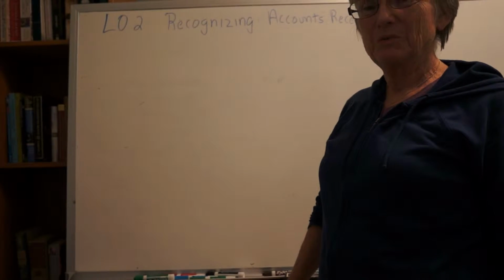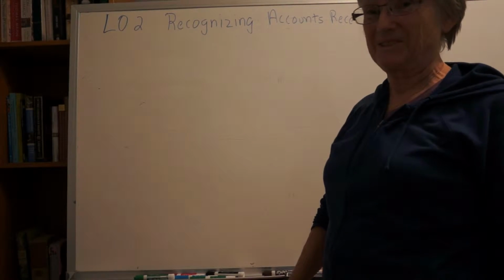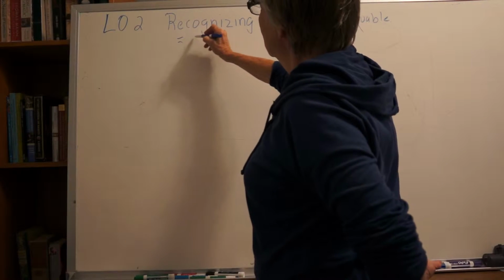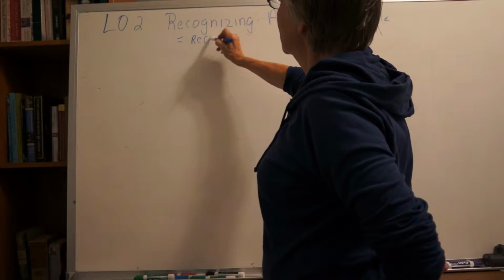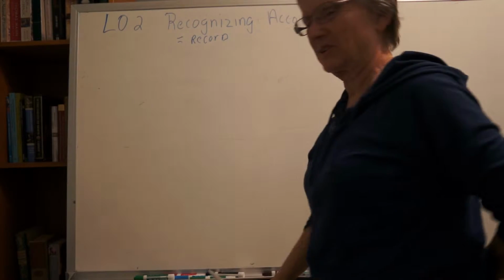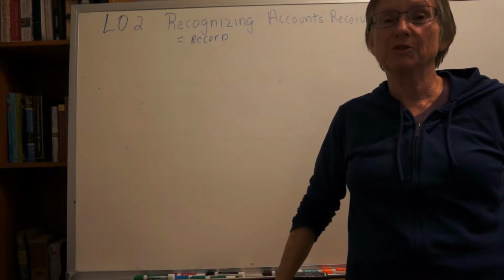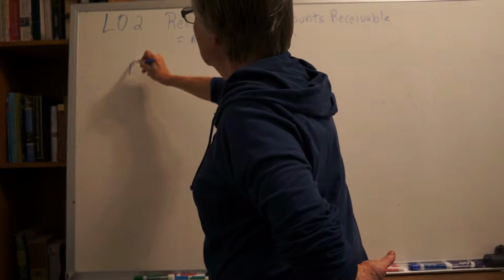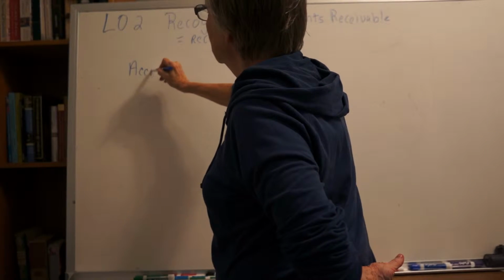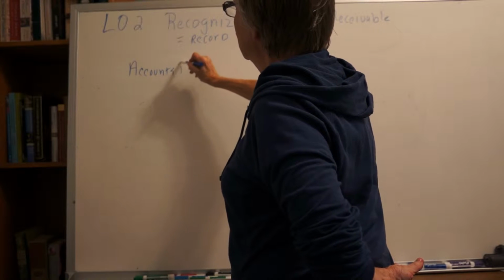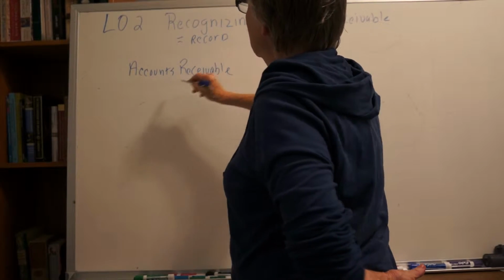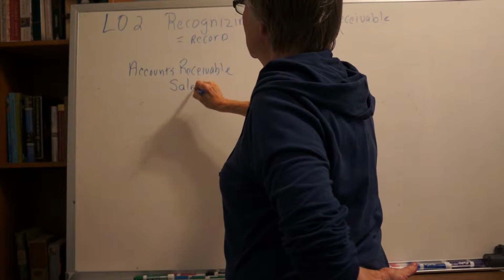So this is learning objective 2, recognizing accounts receivable. Recognize equals record on the company books. So recognize equals record. When do we put a receivable on the company books? Well, it's usually as a result of a sales transaction. We go accounts receivable. And it's often a result of either a sales or service revenue.